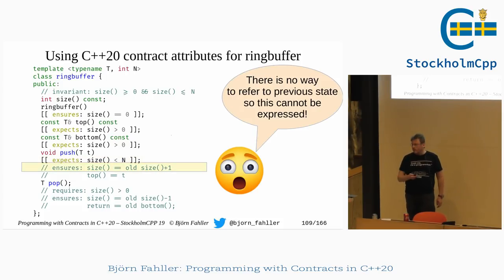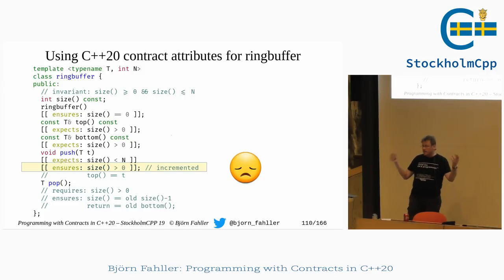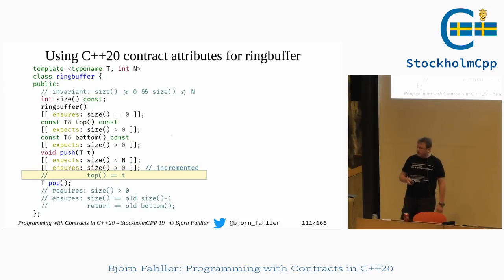Ensures, this one is tricky, because there is absolutely no way whatsoever to refer to how something was before we made a call. We're missing something here. So this cannot be expressed. There's absolutely no way to do this. So what we can say is something more relaxed. Yeah, well, if it grew by one, then at least it's not zero. That we do know. I can say as a comment that it's incremented, but I find this quite unsatisfying. But what can you do?